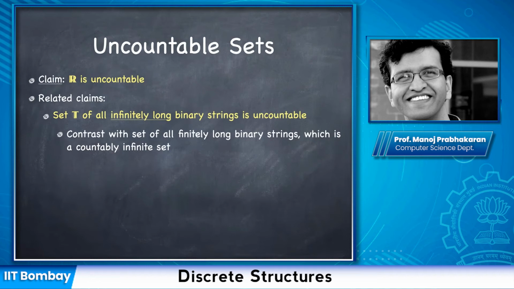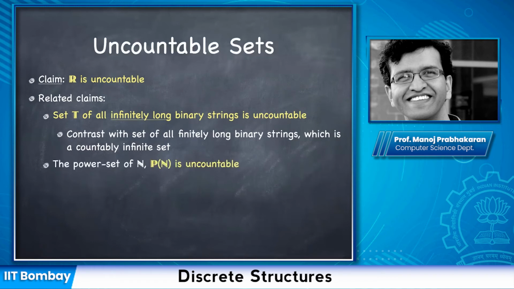So that set is countable. What I'm claiming is that the set T is uncountable. And we already saw T and R have the same cardinality, so that would establish that R is uncountable. So how do we see T is uncountable?